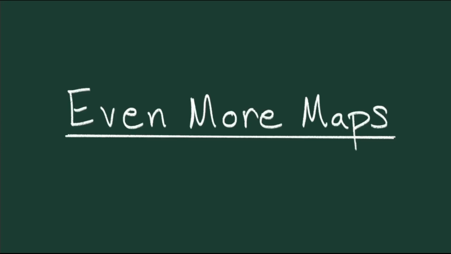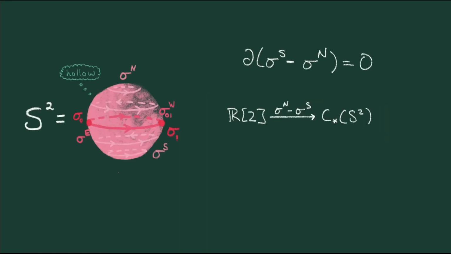Hello. In this lecture, we introduce even more examples of maps. I'll begin with a geometric example. Recall that we constructed a chain complex representing the linearization of a two-sphere by gluing together chains on the northern hemisphere and chains on the southern hemisphere along the equator. Although both the northern and southern hemispheres have a non-zero boundary, their difference has no boundary.